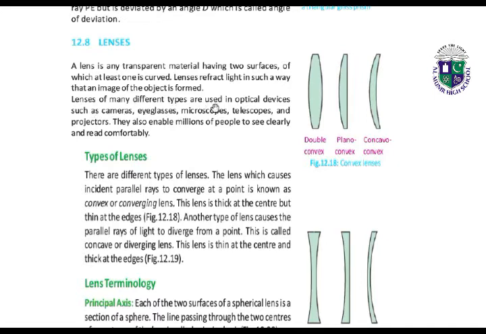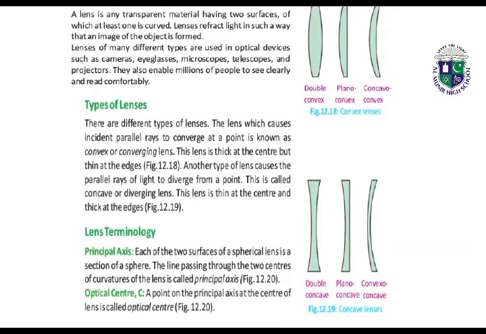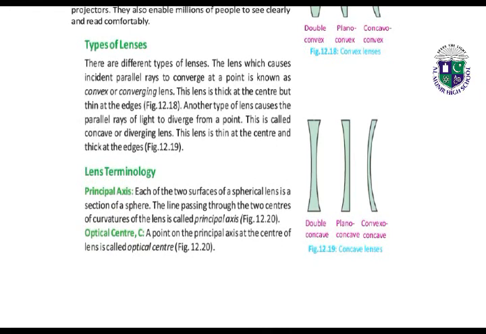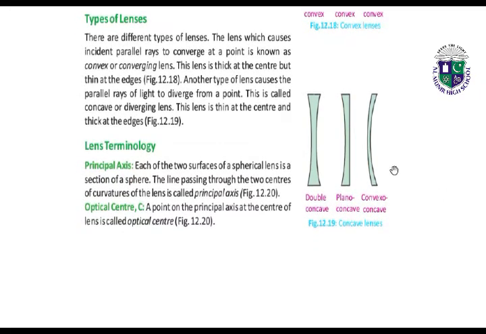लेंसेज आर ऑफ मेनी डिफरेंट टाइप्स, आर यूज्ड इन ऑप्टिकल डिवाइसेस, कैमरा, आई ग्लासेस, माइक्रोस्कोप, टेलीस्कोप्स. They also enable millions of people to see clearly and read comfortably. Here we have the two types of lenses, convex or converging lens, and also we have concave or diverging lens. The lens which causes incident parallel rays to converge at point is known as convex or converging lens. This lens is thicker in the center.